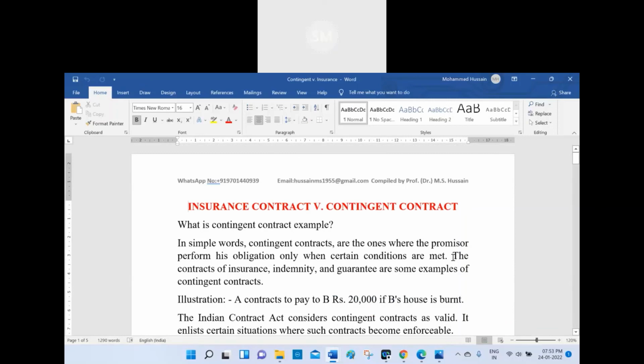Now, in tomorrow's class we will see the insurance contract versus the contingent contract. Before you come to the class, please read what a contingent contract is and whether a contingent contract is a contract of insurance or not, and whether a wagering contract is a contract of insurance or not. We will see that in tomorrow's class.